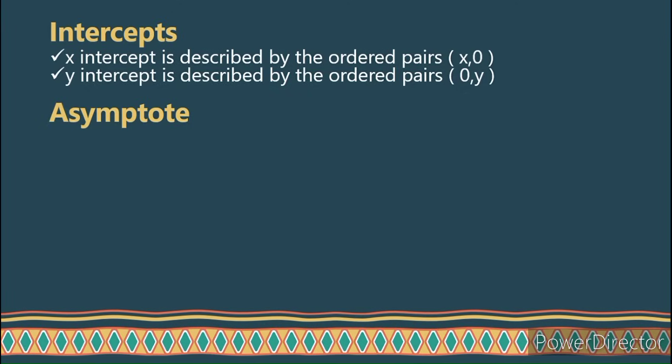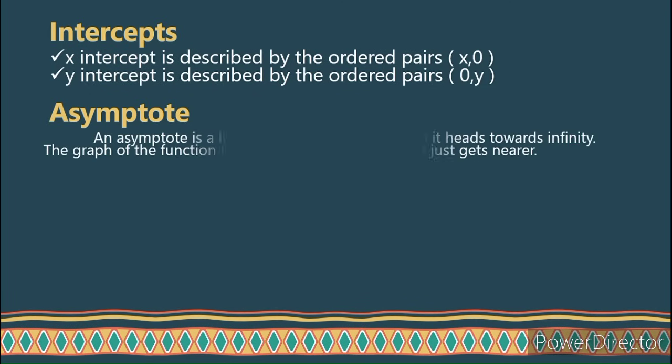How about asymptote? Asymptotes, meron tayong tatlo. Pero ano nga bang asymptote? When we say asymptote, it is a line that a curve approaches as it heads towards infinity. The graph of the function never really touches the line. It just gets nearer. Papalapit ng papalapit, pero never silang mag-meet. Yan ang asymptote. Papalapit, pero hindi sila magtatama.